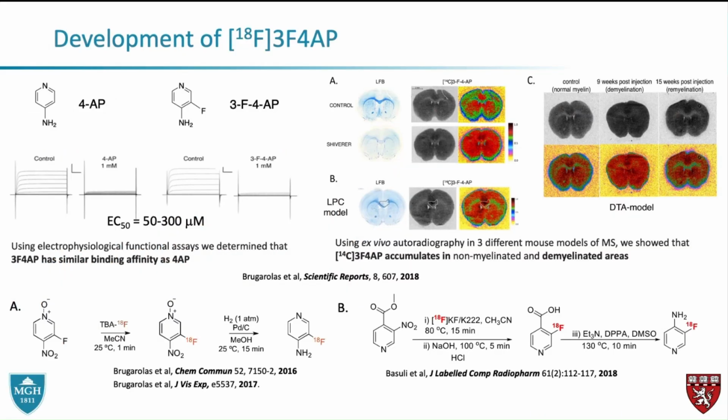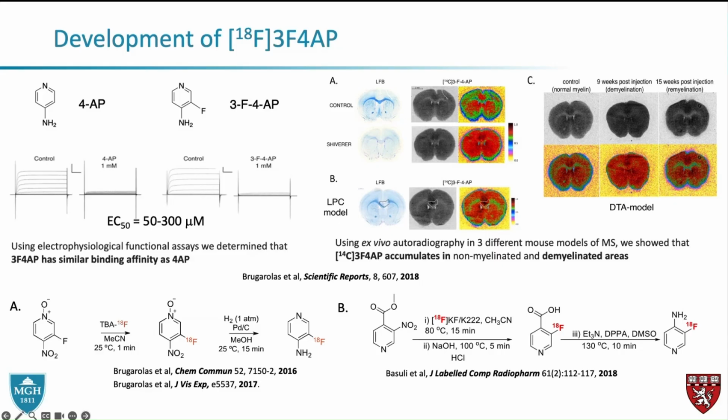So now going back to our approach. We proposed that this fluorinated 4-aminopyridine derivative could potentially be a good PET tracer for imaging potassium channels. So the first thing that we had to do is to make sure that when you put a fluorine in this molecule, it still binds to the channel. And we did that using a functional electrophysiology assay.